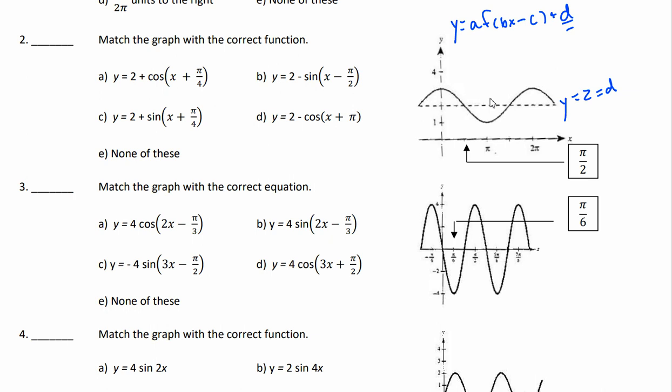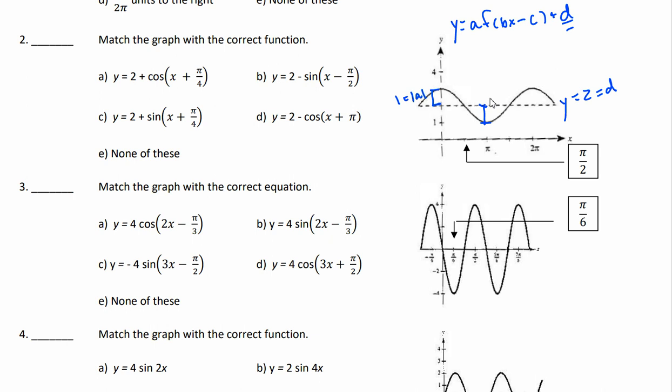Next thing you want to do is find the amplitude. From the line of oscillation to the peak, or the valley, wherever that distance is, that is going to be a, or the absolute value of that is going to be a. Well, you can see that value is going to equal 1, and so the absolute value of the a value is going to equal 1.